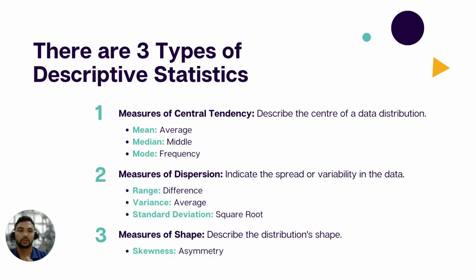There are three types of descriptive stats. You can think of these like three buckets. The first one is measures of central tendency. These describe the center of our data's distribution, so it helps us understand the typical or central values of a data set.